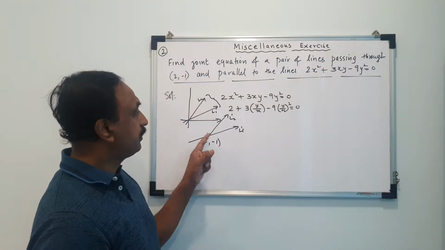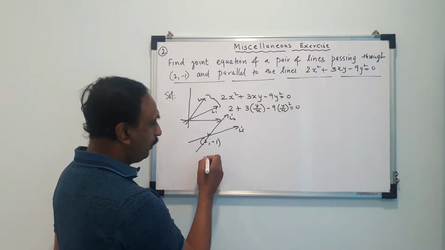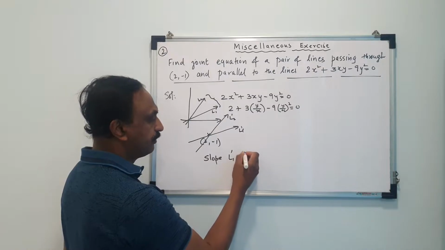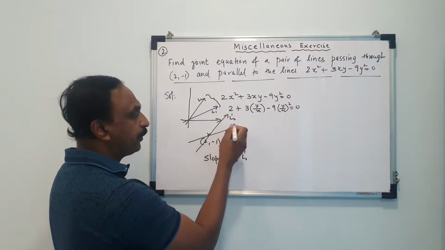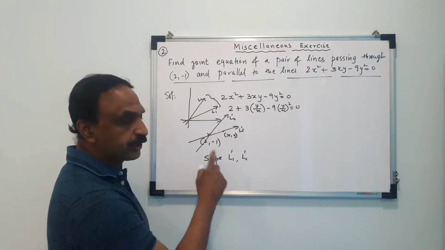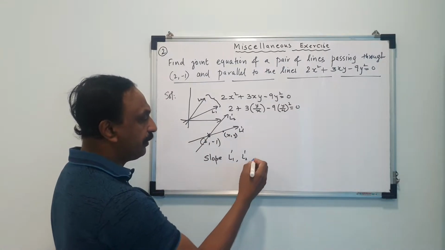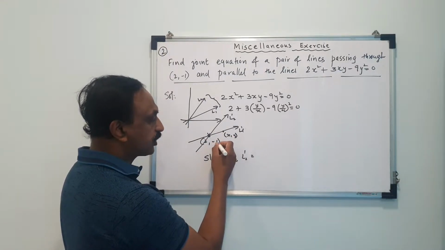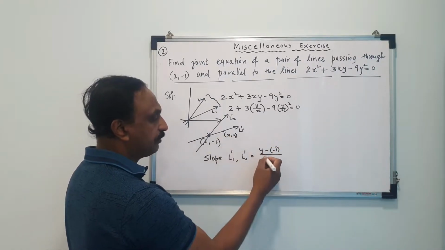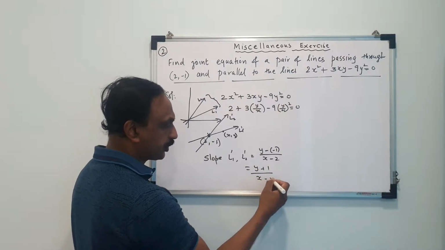You need to note that the y by x stands for the slope of L1 and L2. What will be the slope of L1 dash and L2 dash? Assume any point on L1 dash and L2 dash as x comma y. Then slope of the line joining these 2 points is given by y minus y1 divided by x minus x1. So that gives you y plus 1 upon x minus 2.